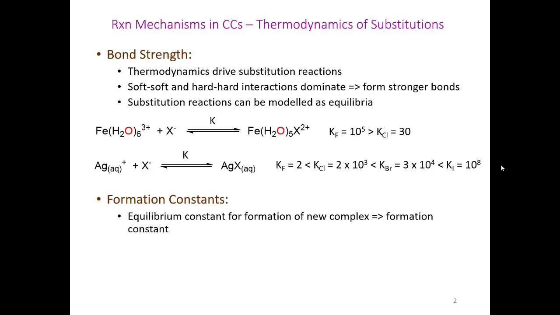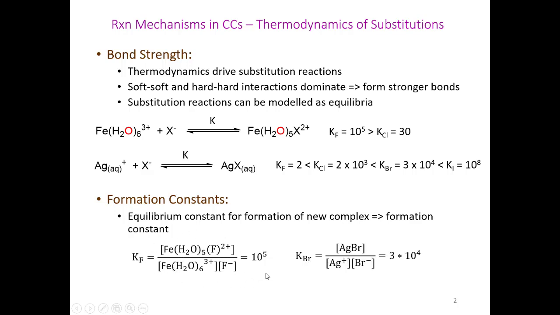So the equilibrium constants for the formation of a new transition metal complex are called formation constants. And just like a normal equilibrium constant, the formation constant for a transition metal complex is the concentration of the products over the concentration of the reactants. Similarly, for the formation of the silver halides, in this case silver bromide, it's the concentration of the products over the concentration of the reactants.